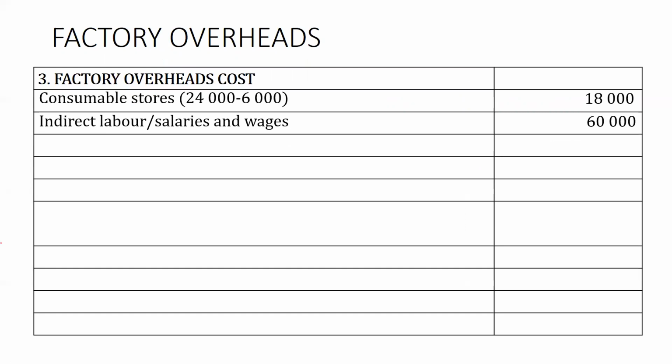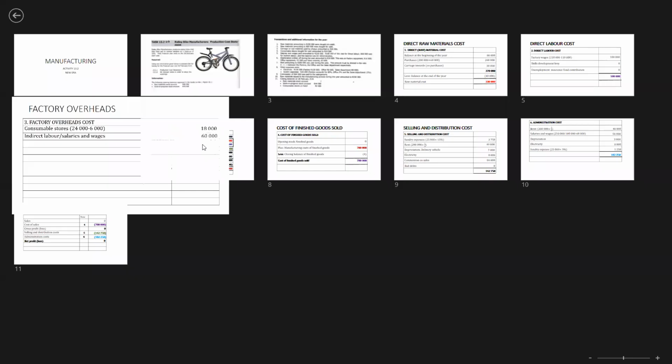Remember, indirect labor are those workers who are not directly involved in making the product, but they do contribute to making the product, like the factory supervisor. It can be the factory foreman, it can be security at the factory, it can be the cleaner at the factory. All those people work at the factory, but they're not directly involved in making the product. They're considered to be indirect labor or simply salaries and wages, and it will be recorded under factory overheads.